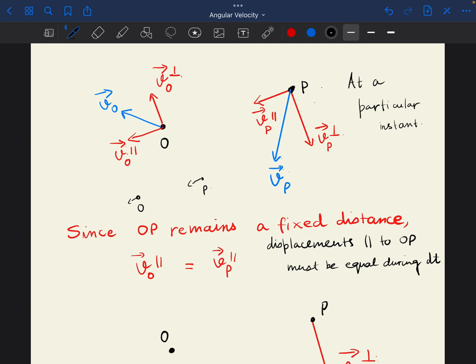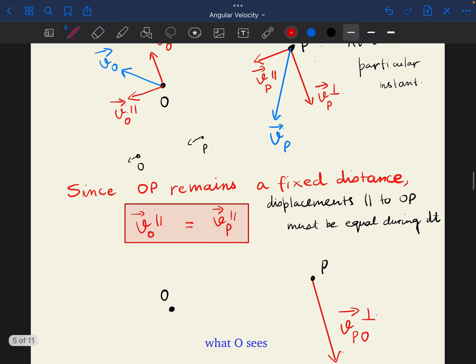So this idea is quite simple: the distance OP will remain a fixed distance if at this instant the velocities of O and P parallel to OP are equal. They are equal in direction as well as magnitude. Very important point. So this is a condition that we get, because we have already assumed that OP remains fixed. So we get this relation between the two parallel components of the velocity.